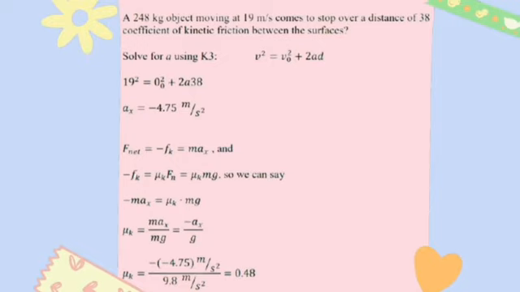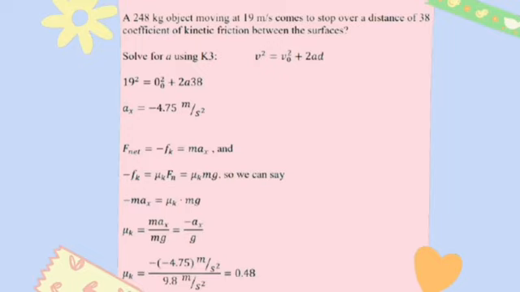Given a 248 kg object and a velocity of 90 meters per second from rest, we use the equation v squared equals v object squared plus 2ad. Substitute the values into the equation and solve for a, which equals negative 4.75 meters per second squared.